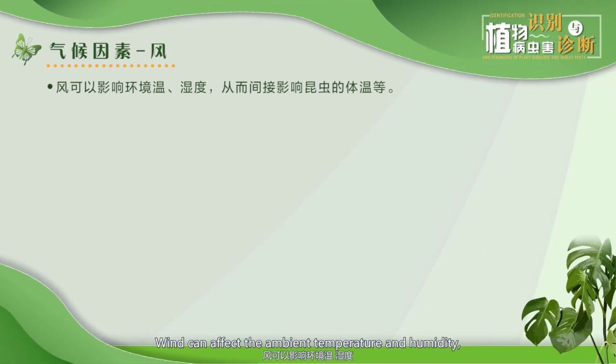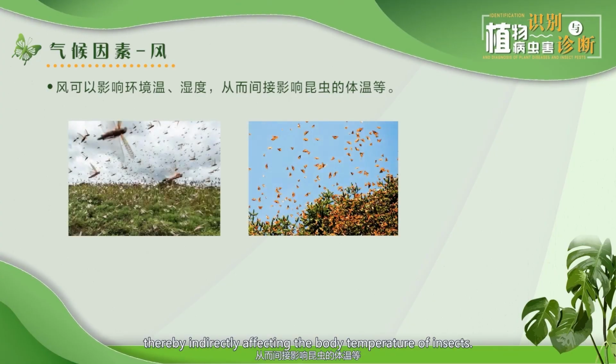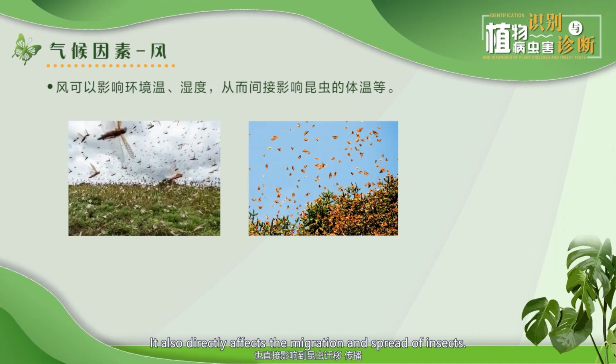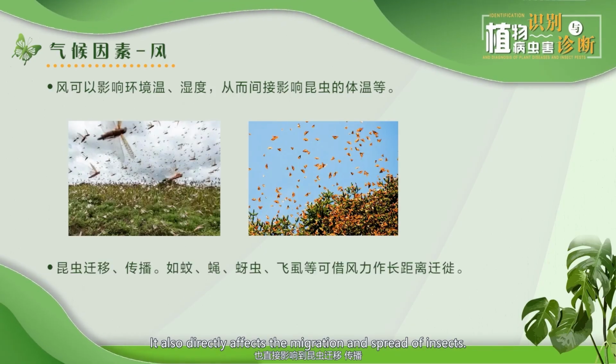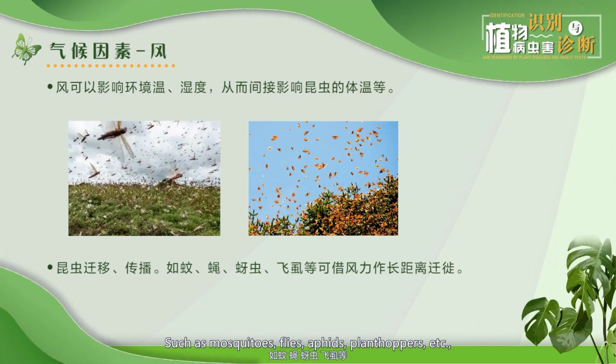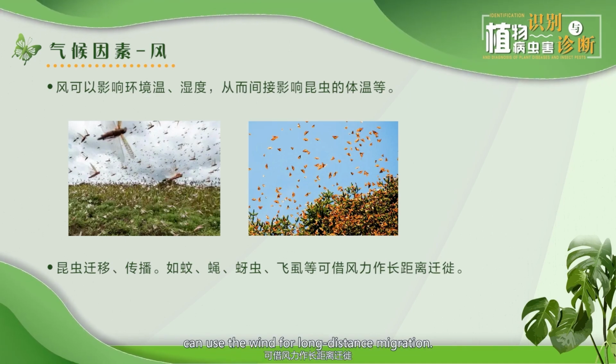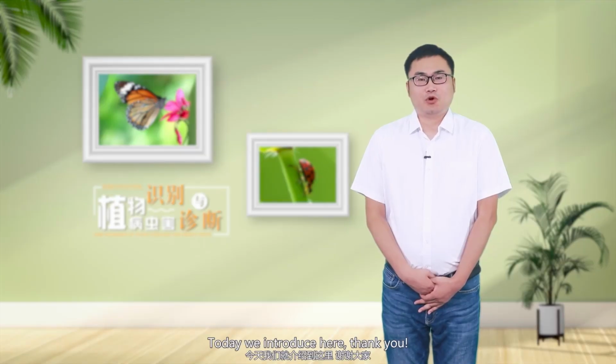Fourth, the wind. Wind can affect the ambient temperature and humidity, thereby indirectly affecting the body temperature of insects. It also directly affects the migration and spread of insects, such as mosquitoes, flies, aphids, plant hoppers, etc., can use the wind for long-distance migration. Today we introduce here.